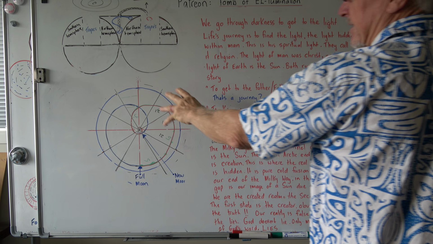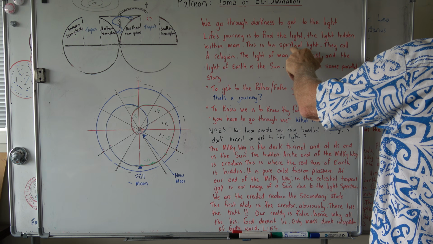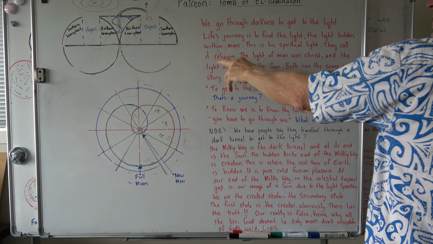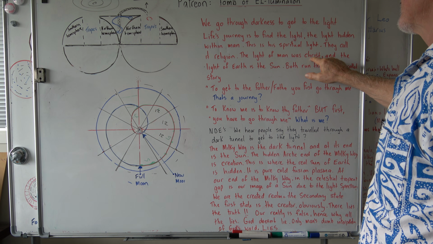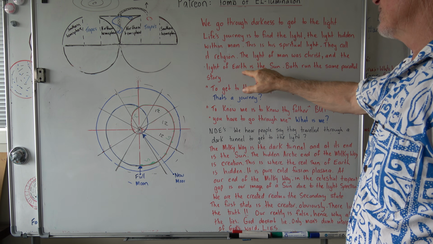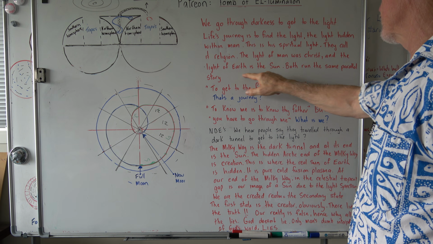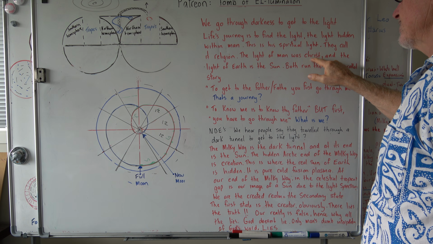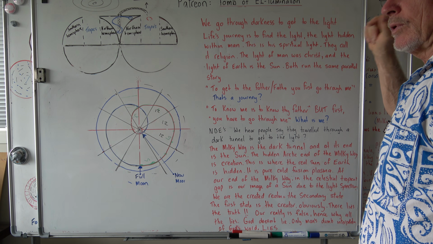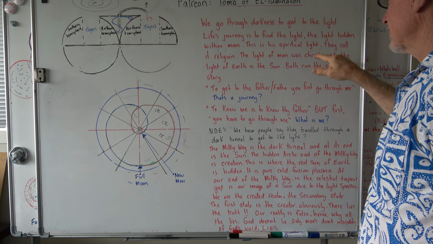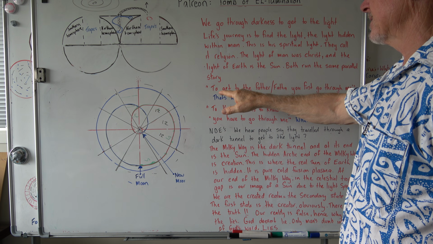See, the sun is the sun within the earth. Man has a sun within him. This is a spiritual light. They call it religion. The light of man was Christ, and the light of earth is the sun. Both run the same parallel story. You could say the sun, Christ, is the son of the earth too. Christ walked on water. That's the sun moving across the horizon in the changing season.